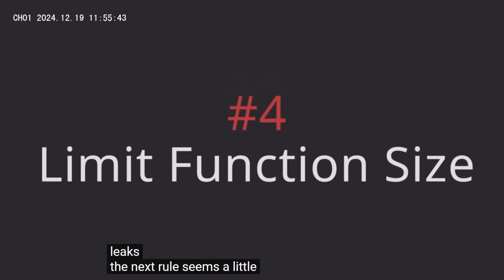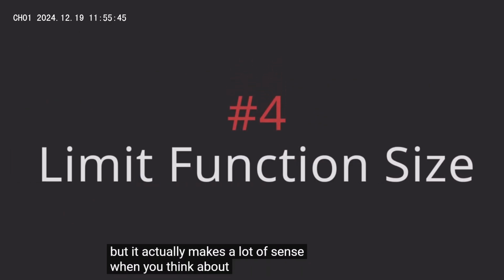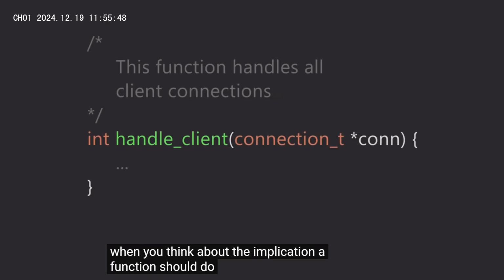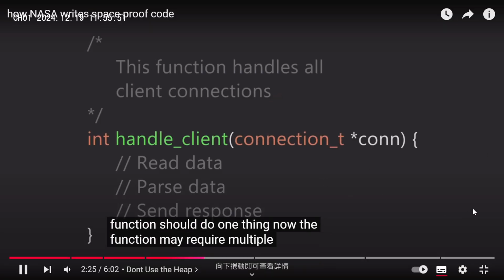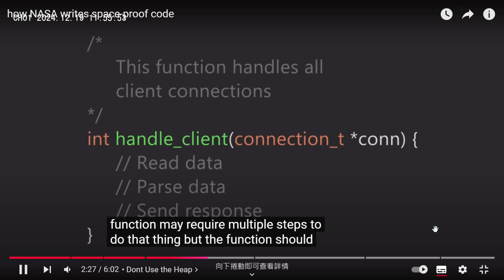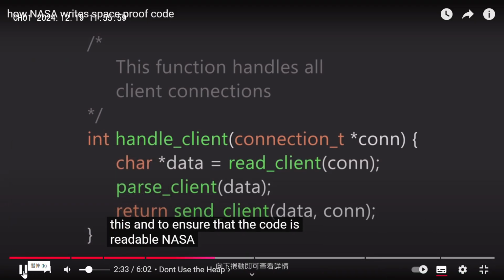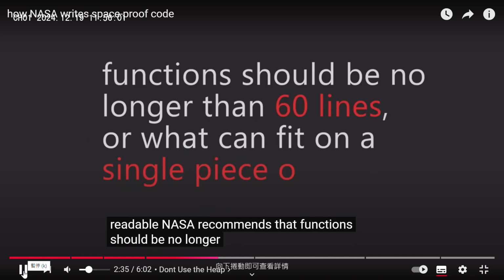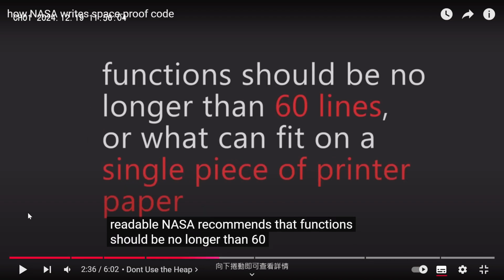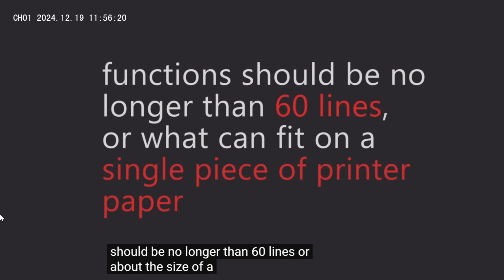The next rule seems a little pedantic, but it actually makes a lot of sense when you think about the implication. A function should do one thing. Now, the function may require multiple steps to do that thing, but the function should only perform a single action. To ensure this, and to ensure that the code is readable, NASA recommends that functions should be no longer than 60 lines, or about the size of a piece of paper. So here is the principle for writing a function: the function should perform a single task, and should not be too long.